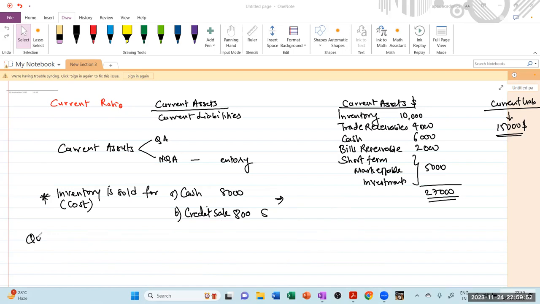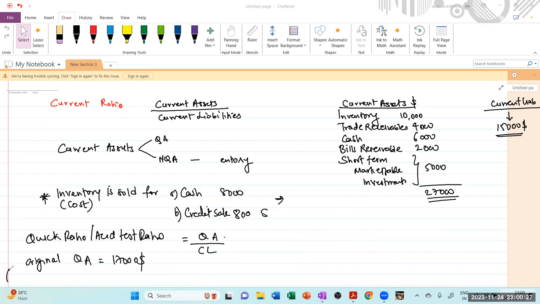Let's talk about quick ratio or acid test ratio. What happens in quick ratio or acid test ratio? Well, it is quick assets upon current liabilities. So, my dear students, can I say that the original quick assets position is $17,000. How $17,000? Please pay attention.